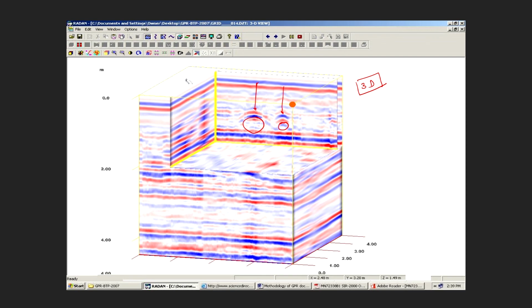So I will end here, and we will continue with this further, showing you more examples of what we have done in the archaeological sites and all that, and also in the geological investigations in the next lecture.